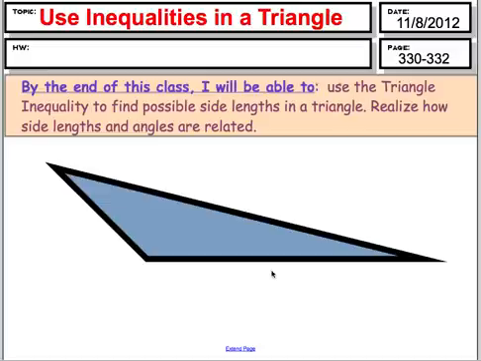We're going to use a triangle inequality to find possible side lengths in a triangle, and also to realize that the side lengths and the angles are related. So these are two really important concepts as we're working on this.